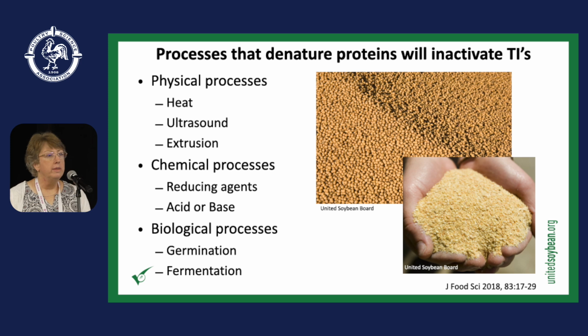Okay, so anything that denatures a protein will get rid of your trypsin inhibitor activities for these protein trypsin inhibitors. Any kind of physical process like heat, ultrasound, or extrusion, if you can get enough shear and enough flash heating, will work. Reducing agents, acid or base, and then biological processes. So with germination, you can get rid of trypsin inhibitors by germinating seeds or by fermentation, because during the fermentation process, there are other proteases that will chew up those proteins.